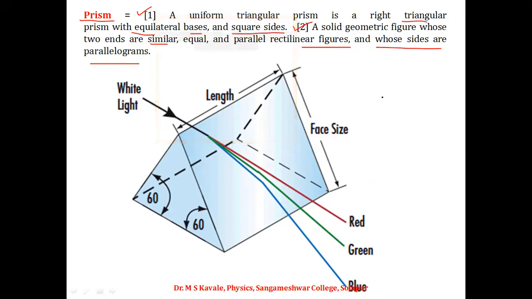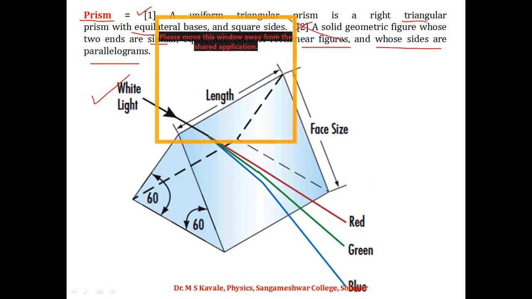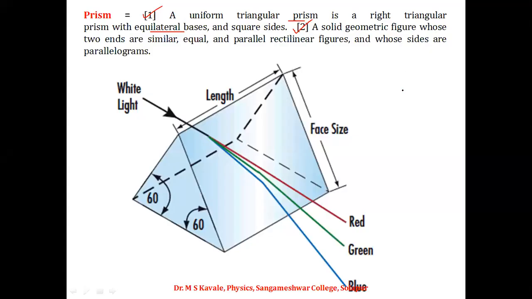So the prism is as shown in this photograph. White light is incident on this prism. According to the second definition of prism, a solid geometric figure whose two ends are similar, equal, and parallel rectilinear figures and whose sides are parallelograms. If you observe this diagram carefully, this is the white light incident on this prism. This is the length of the prism.